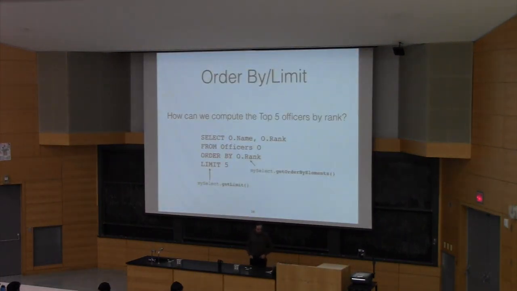There's one more clause called order by limit. This allows us to implement list-based properties in the return value. So order by is going to give us a way of ordering the elements, and then limit is going to say, okay, now give me the first five elements that you return.